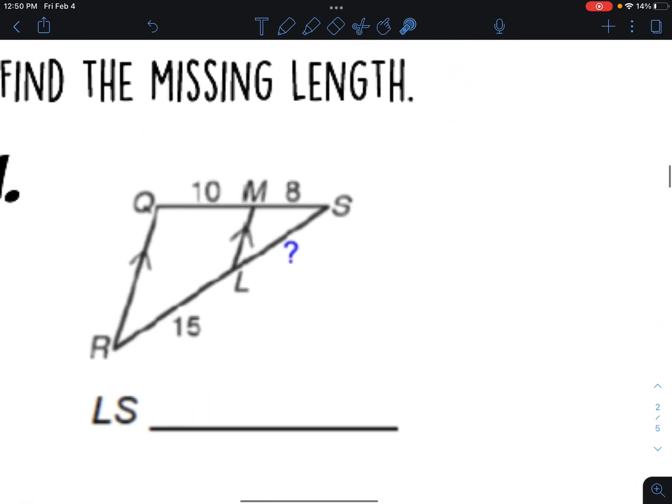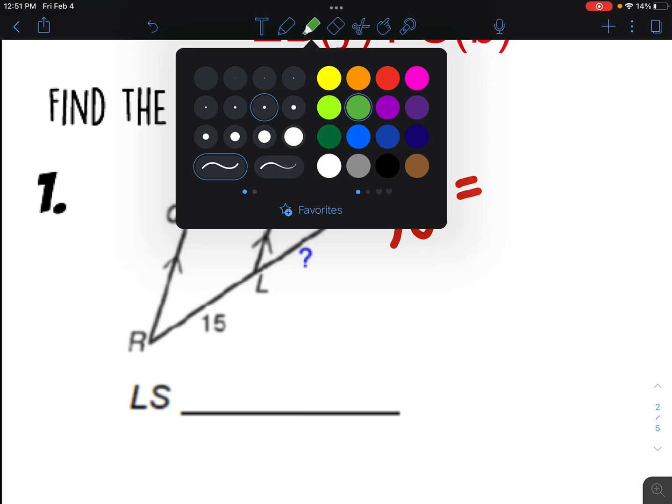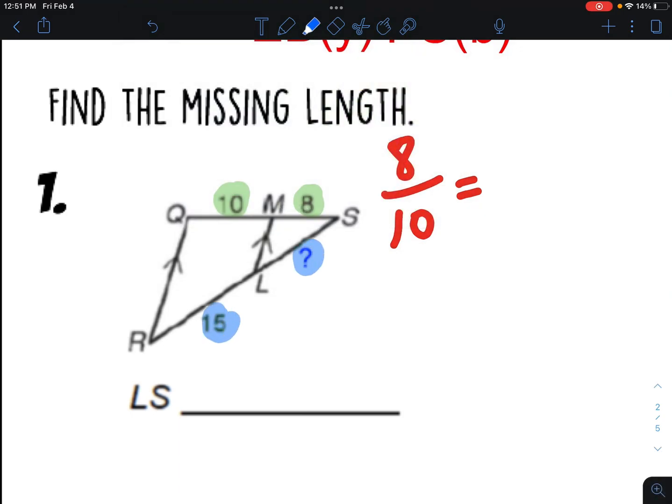All right, so how's this going to work? Got to find your parallel lines. So we got our parallel lines here. That means the side that was split is proportional to the other side split. And again, when we're writing our fractions, our ratios, we got to be consistent. So we did 8 over 10. They came from the same side. That means it's question mark, or we'll call that x over 15.